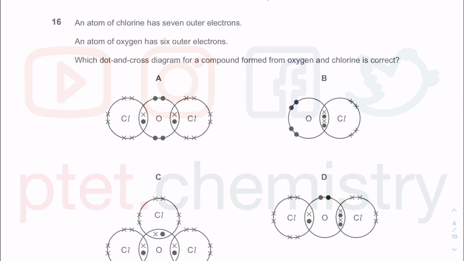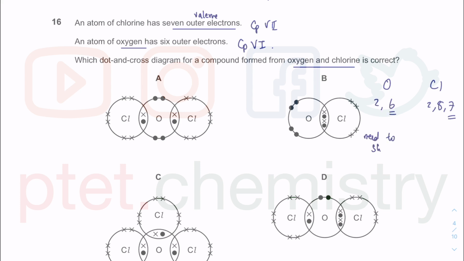Question 16, an atom of chlorine has 7 outer electrons. This is the same as 7 valence electrons because it's group 7. Oxygen has 6 outer electrons because it's group 6. You form a bond between oxygen and chlorine. So oxygen is 2,6, chlorine is 2,8,7, so group 6 there. You need to share because we have non-metal and non-metal. So non-metals and non-metals will share electrons and form covalent bonds. Whereas here, you need to share 1 electron.